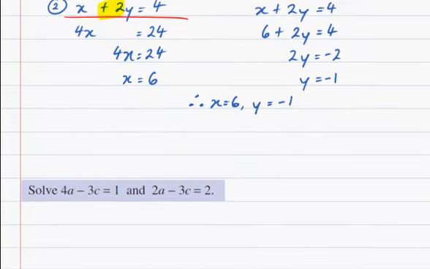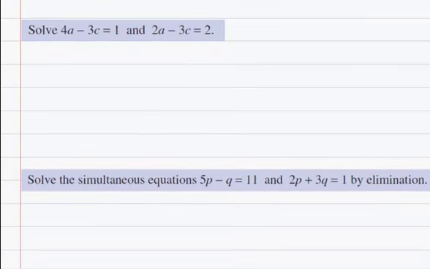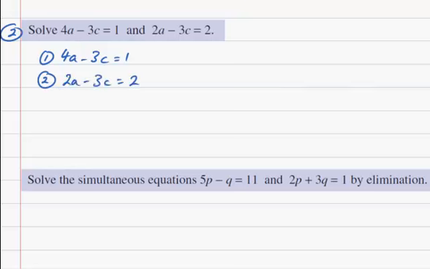Alright, let's try another example. Example 2: equation 1 is 4a minus 3c equals 1, and equation 2 is 2a minus 3c equals 2. My a's have different coefficients, but my c's have the same coefficient. They're both -3. So let's think about whether we should add or subtract. -3 plus -3. Remember that when they're together like that and they're different, it becomes subtract. So -3 minus 3 is -6.